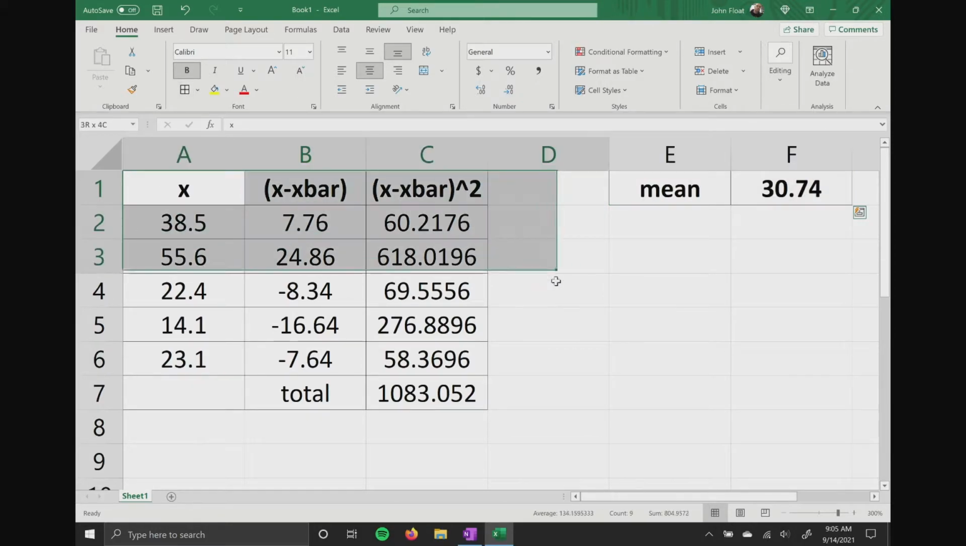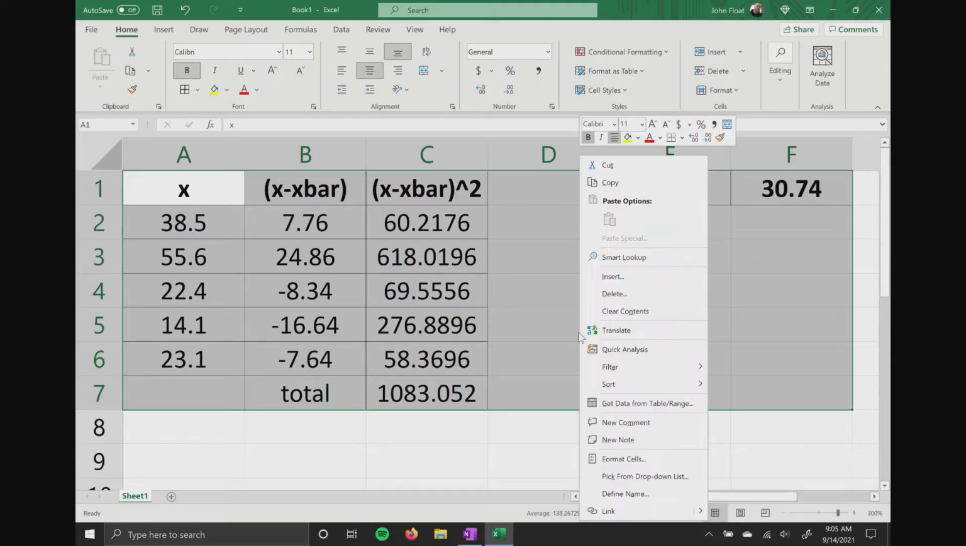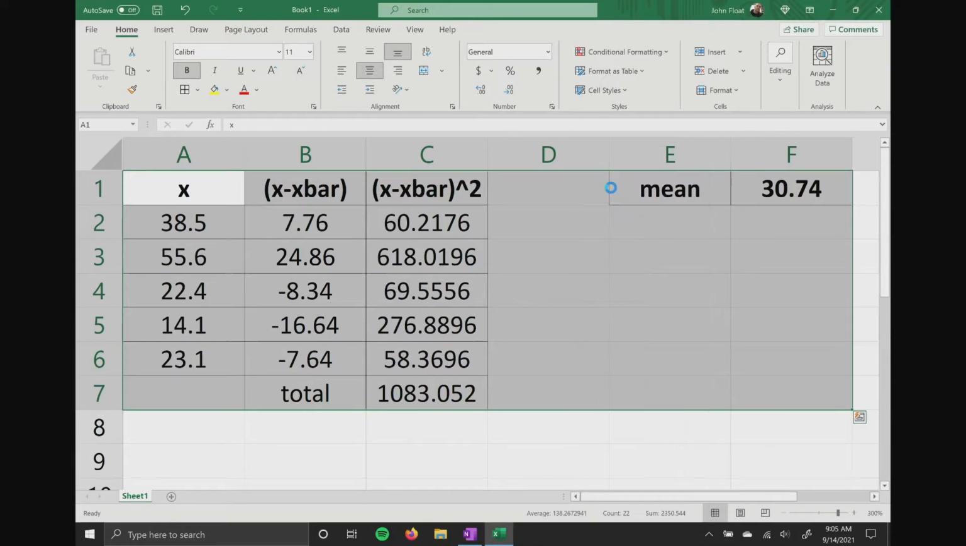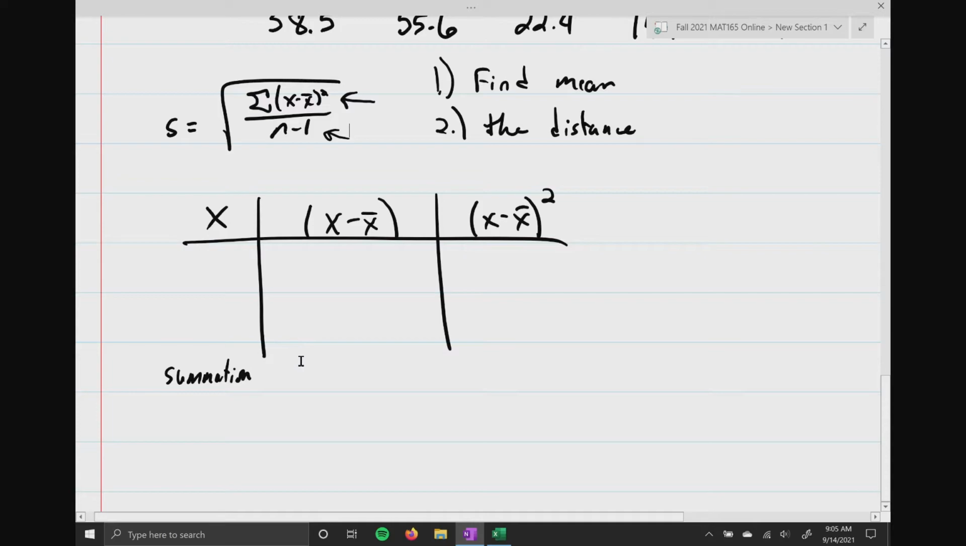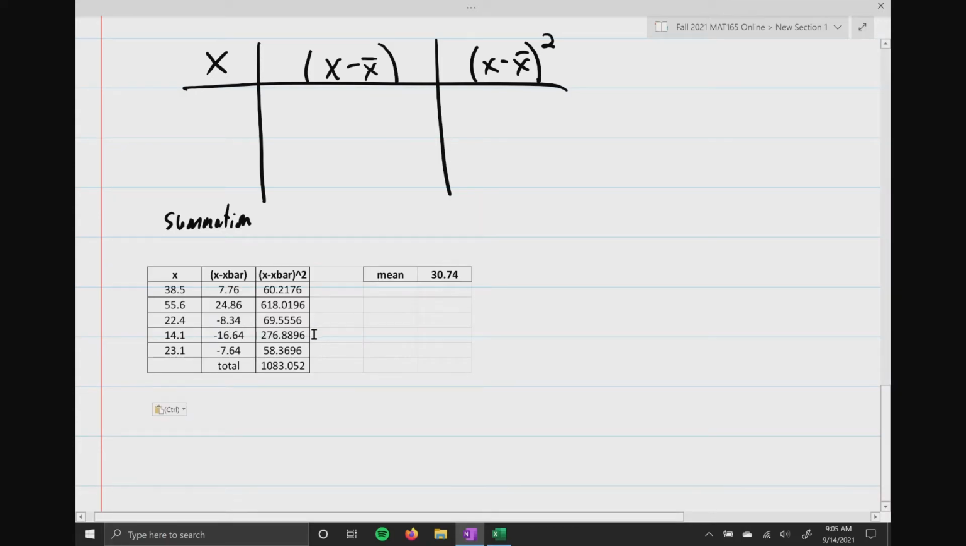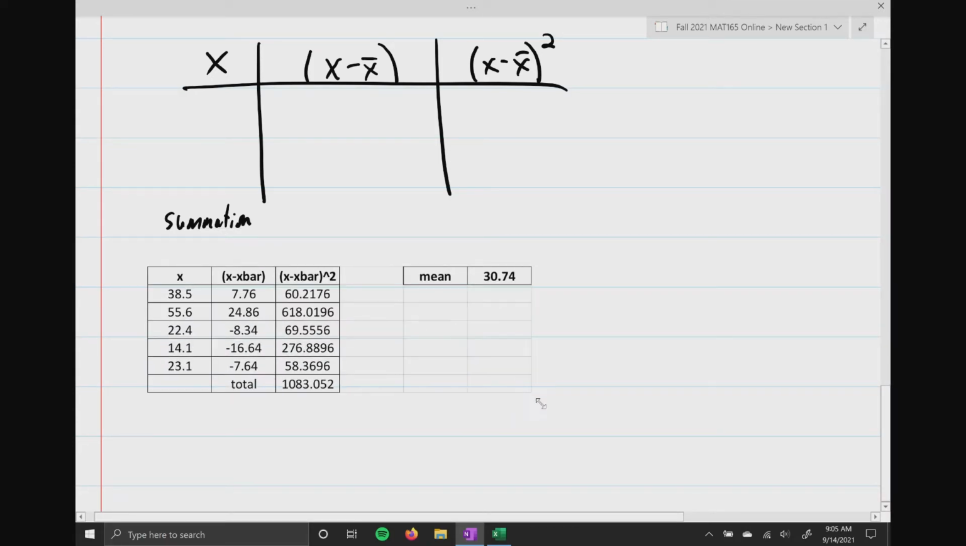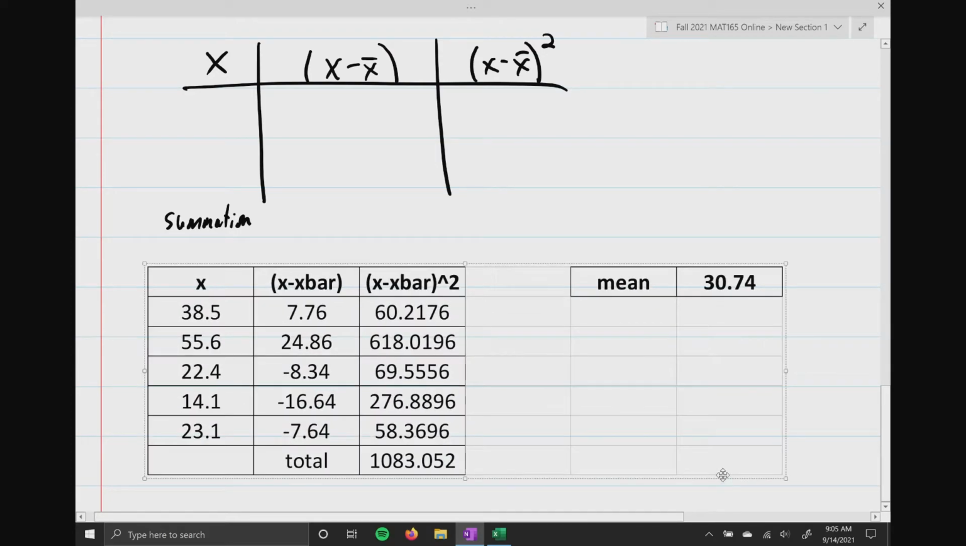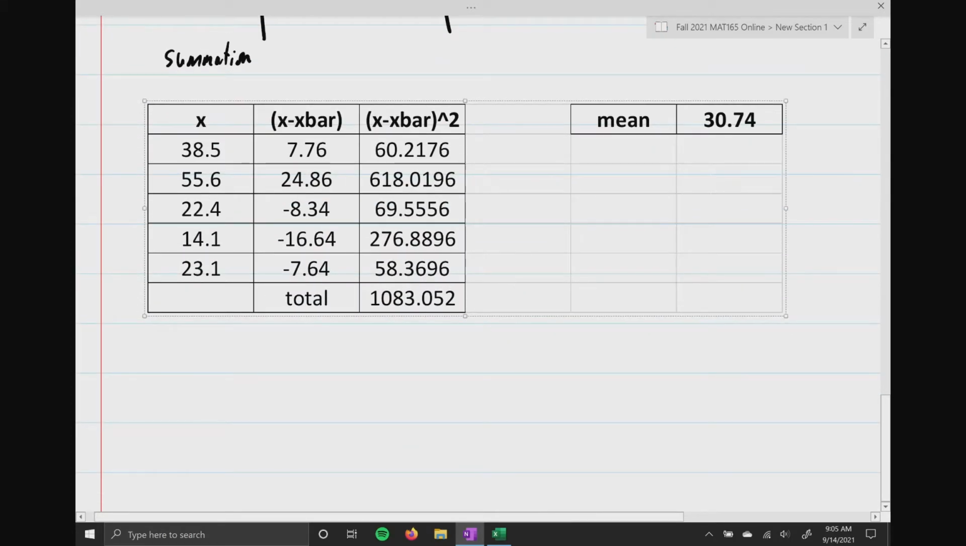All right, so now I'm just going to copy and paste this back into our notes. So in your table, if you've been following along, that's what we have right here. Here's our table. Okay? So according to the standard deviation formula, we have our numerator, which is 1083.052.